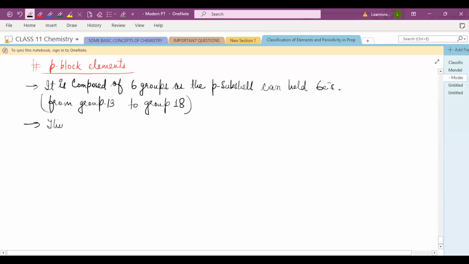This block includes some metals, non-metals, and metalloids. Non-metals are more in the p block, there are some metals, and there are some metalloids also.